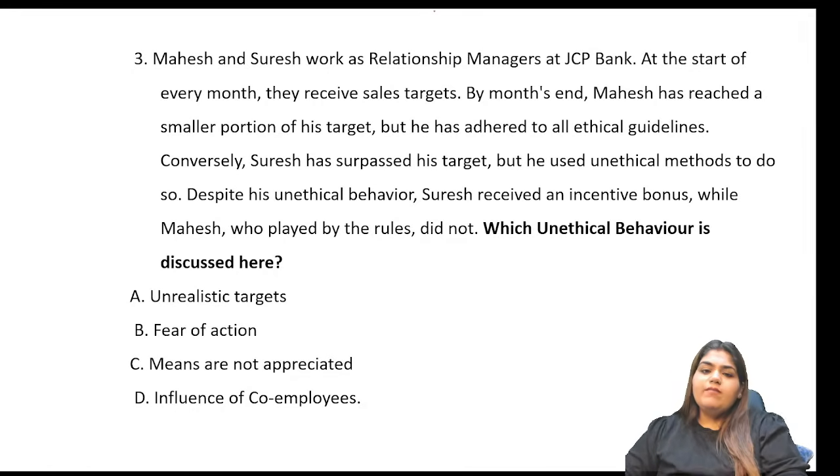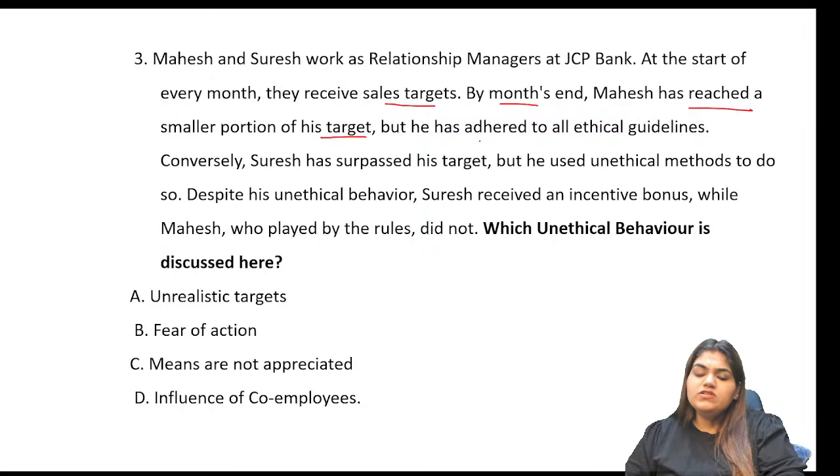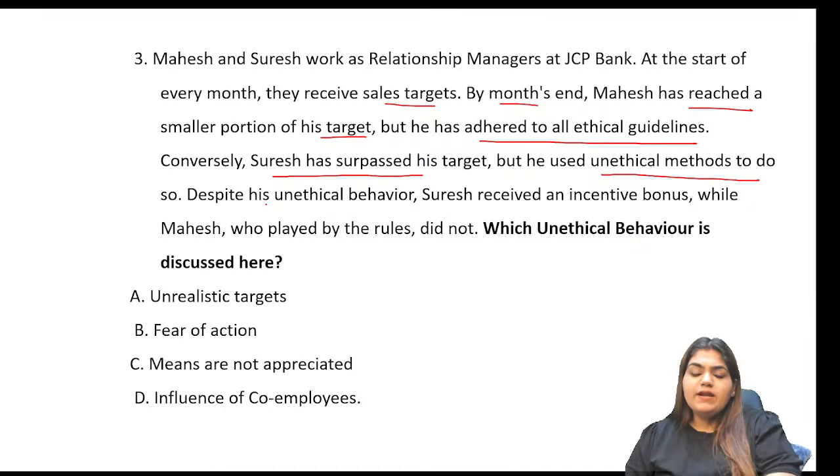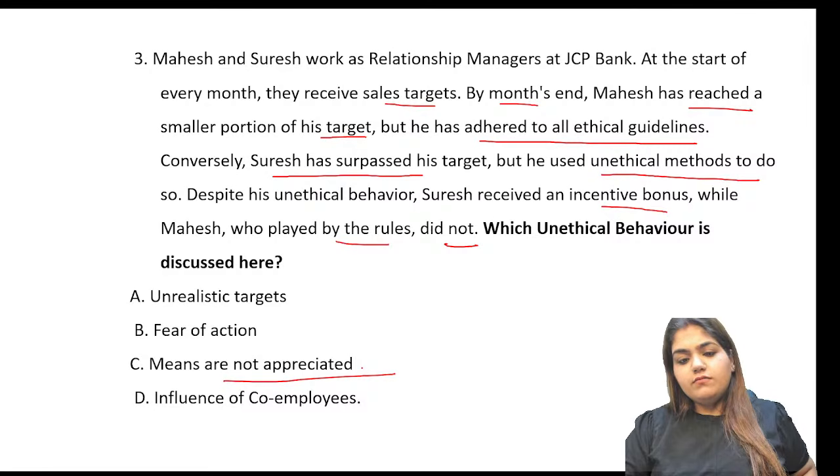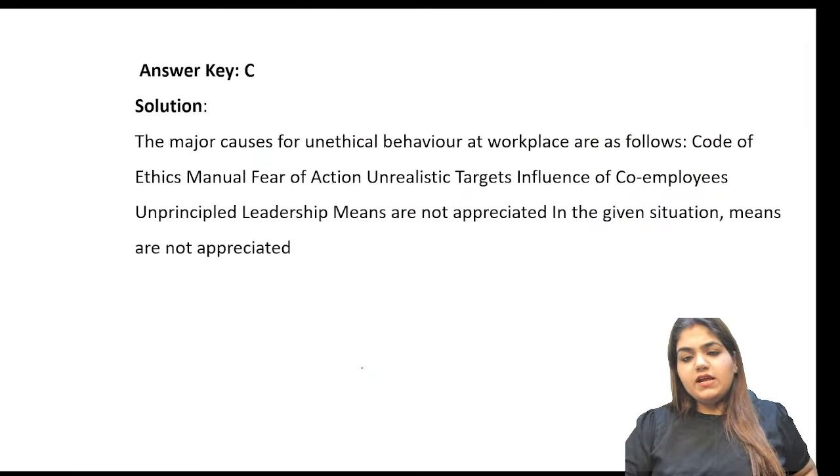At the start of every month, they receive sales targets. At the end of the month, Mahesh has reached a smaller portion of his target, but he has also adhered to ethical guidelines. Suresh has surpassed his target, but he has used unethical methods. Despite this unethical behavior, Suresh receives incentives, while Mahesh, who plays by the rules, does not. These means are not appreciated. C is the correct answer.